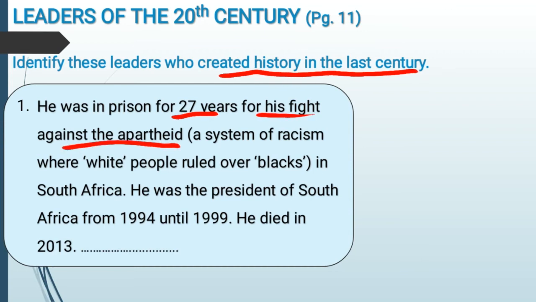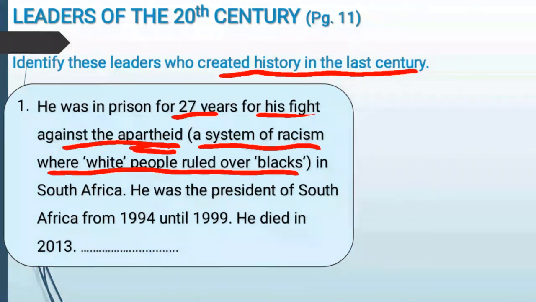So why was he in prison, my dear children? For his fight against the apartheid. Do you know the meaning of apartheid? It's given in your textbook. A system of racism where white people ruled over blacks. This is apartheid. It's a system of racism where white people ruled over black people. That is called apartheid.